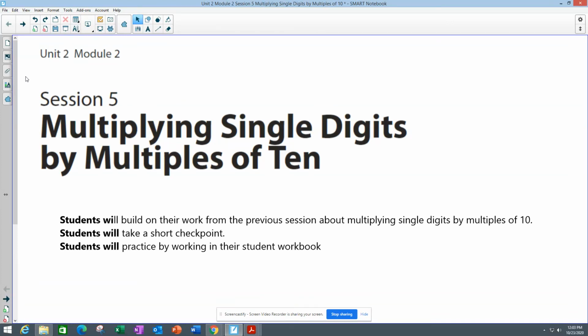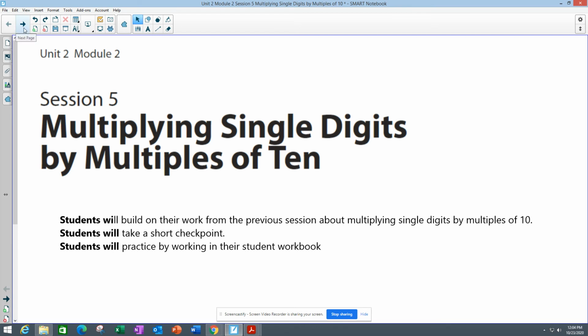All right, so today we're going to be doing Unit 2, Module 2, Session 5. Some of our goals: you're going to build on the work we did previously. We're going to review a little bit, and then we're going to look at multiples of 10. And then we're going to take a quick, short checkpoint. Remember, that's just to see how you're doing, and if I have to cover anything again, or if everybody's getting everything. And then you've got some practice in your student workbook you could do.